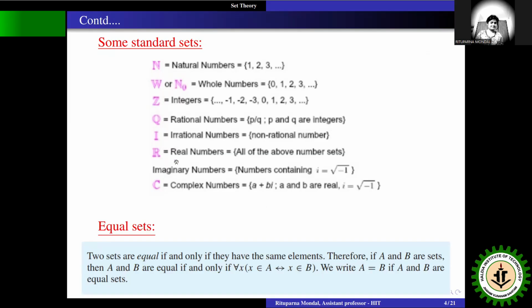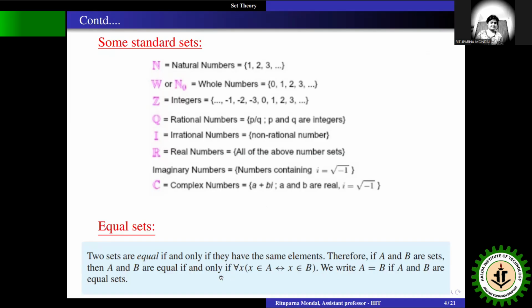And R represents the set of real numbers, which contains all of the above number sets. And the C represents the complex numbers. The elements of this set are of the form a plus ib, where a and b both are real and i equals under root minus 1. Now, two sets are said to be equal if and only if they have the same elements.